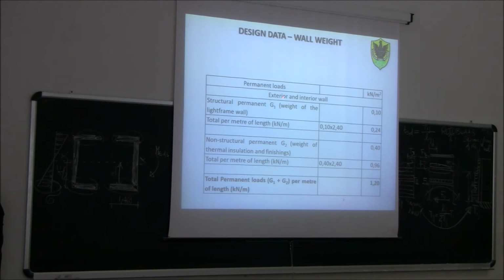Now we need to calculate the external and interior walls. So the weight of the light frame wall is 0.1 kN per square meter. If I multiply this by 2.4, which is the height, I get 0.24 kN per meter of weight of an interior wall.